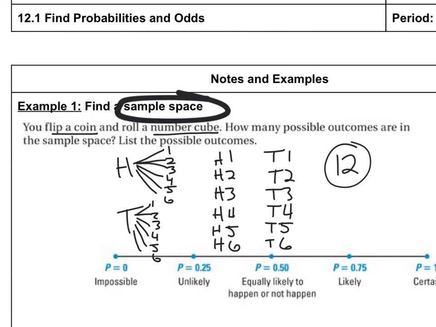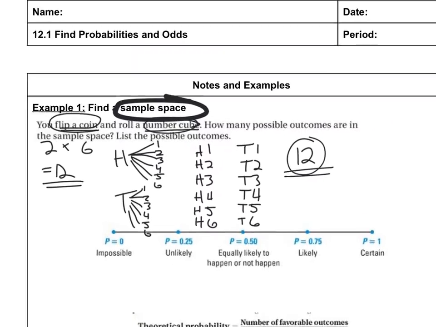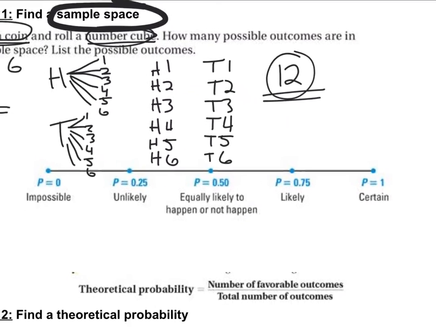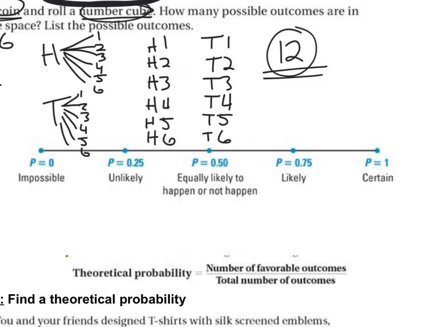Another way to come up with that, and we'll talk about that more in later lessons, is how many total outcomes are there on a coin? There's 2. How many total outcomes are there on a number cube? There are 6. 2 times 6 equals 12. So that's another way to come up with the total number of outcomes. So that's a sample space. Again, that's just to figure out how many possible outcomes we have when we are looking at the probability or the odds of something happening.